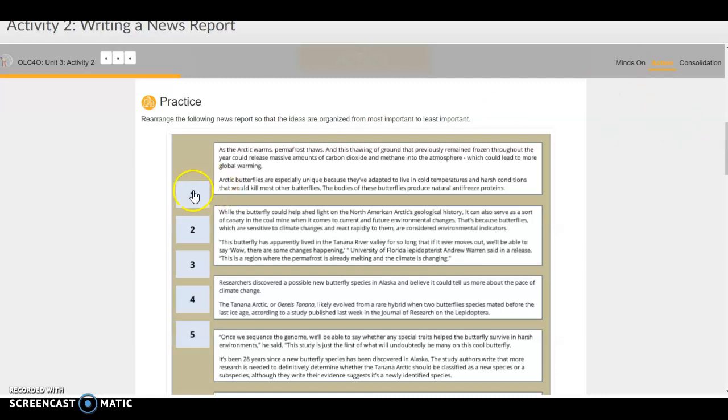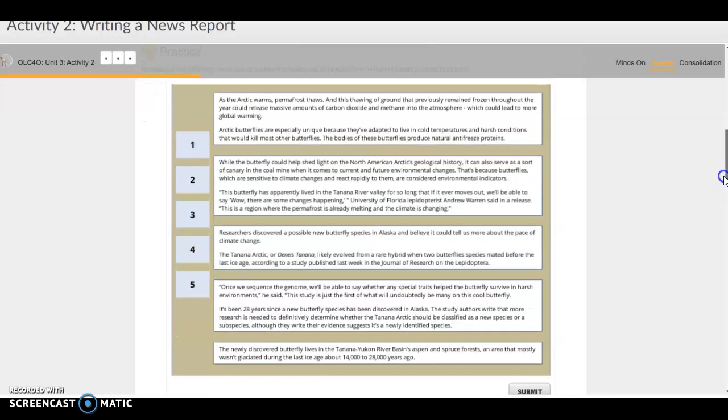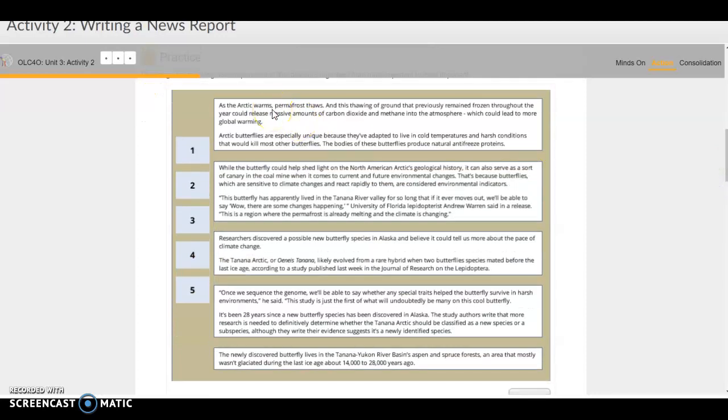And to practice that, they've given you 5 paragraphs here. So if we look here, this is a paragraph on a new butterfly species that was found. And they've given you 5 paragraphs, and they're not in the correct order. They're just randomly placed on this page here. And so what you're asked to do is number them according to most important to least important.